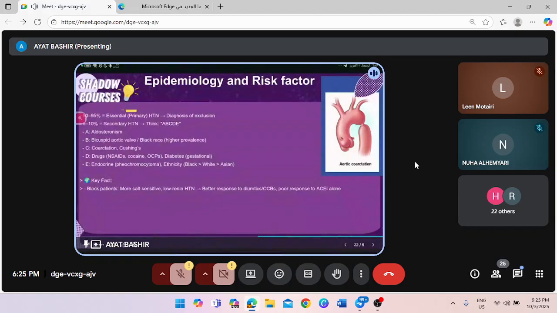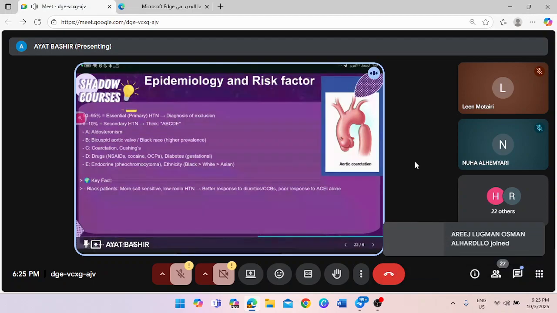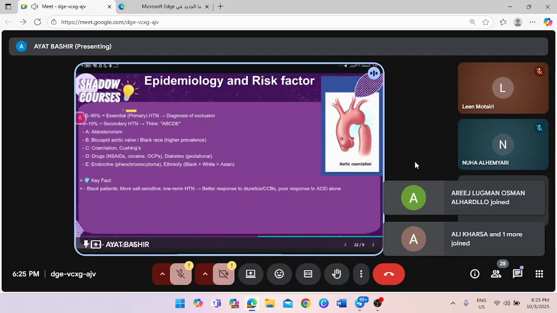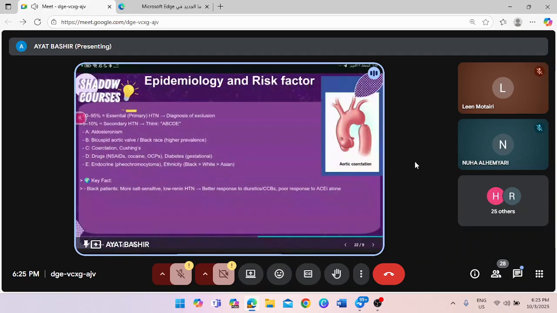And as what we see, black people have a higher prevalence of hypertension. Okay? So yes, here it's very important. Black patients are more salt sensitive, with low renin hypertension. So they will respond better to diuretics and calcium channel blockers, and they will not respond well to ACE inhibitors alone. Okay, very important.